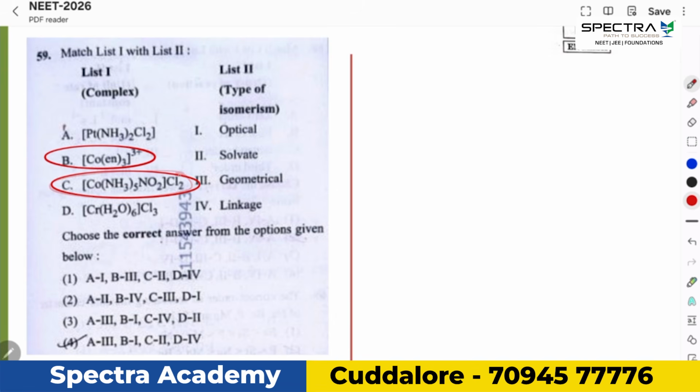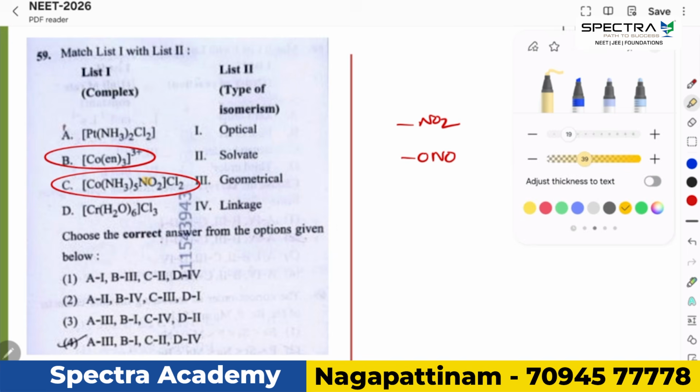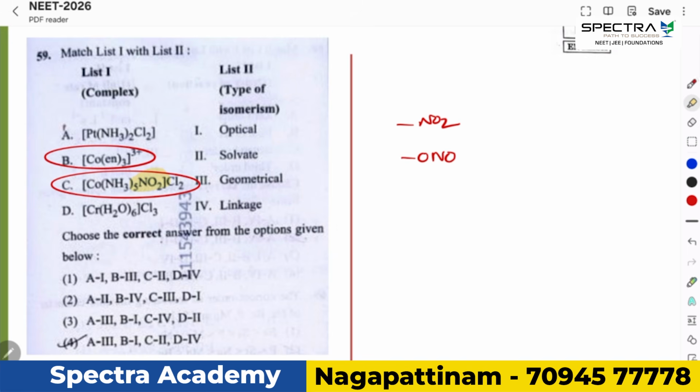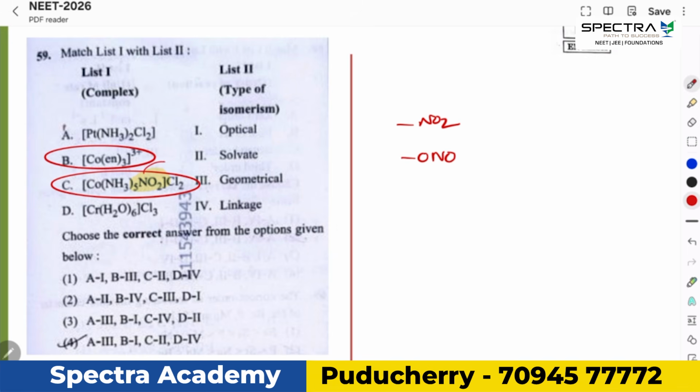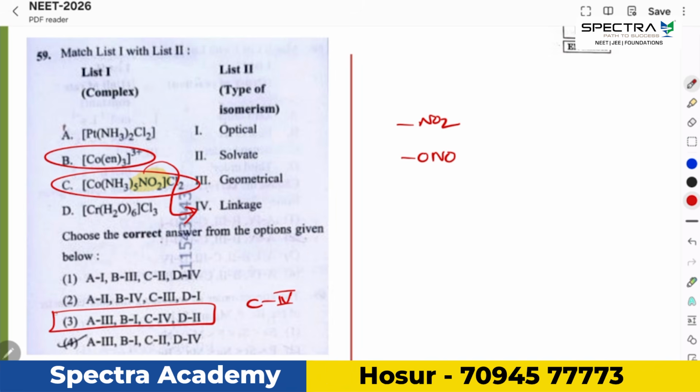Here the ligand is NO2 ligand, ONO or NO2. With this option you can choose the option. Very simple trick. Here ligand present, this is ambident ligand. When ambident ligand present, you will get linkage isomerism. That's all. So choose the fourth option. Question number 59 with one option you can balance everything.